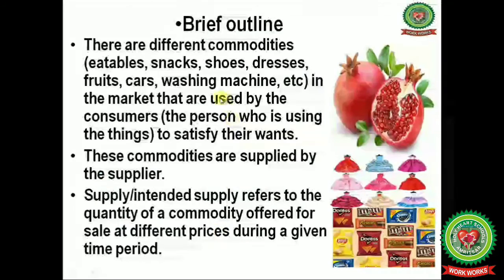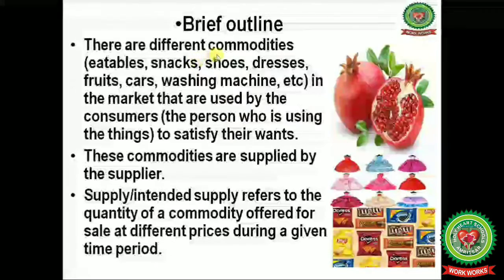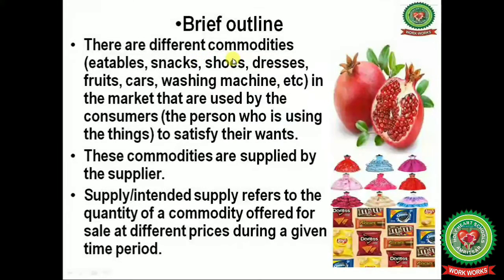Students, there are different commodities in the market that can satisfy the consumer's want. So there are different commodities like eatables, snacks, shoes, dresses, fruits, cars, washing machines, refrigerators, AC, pen, pencil, furniture, and a number of other things in the market that are used by the consumers. Here the consumer is a person who is using the things to satisfy their wants. So these commodities are supplied by the supplier.